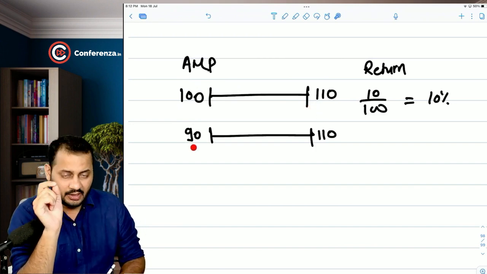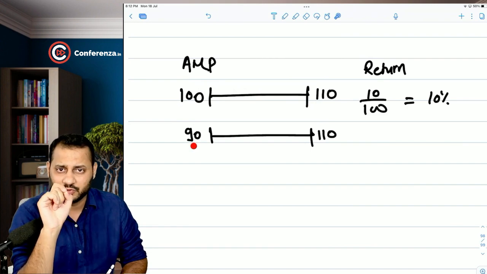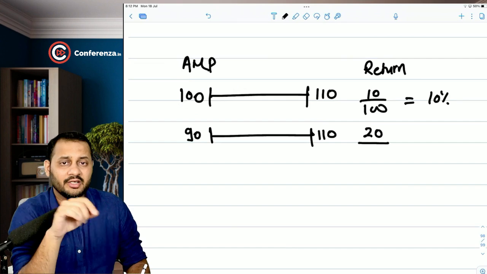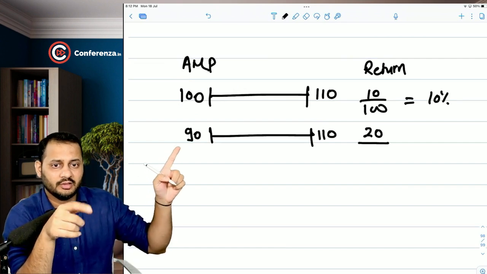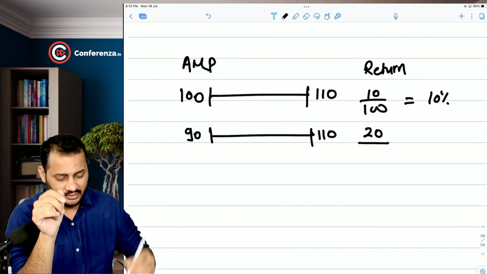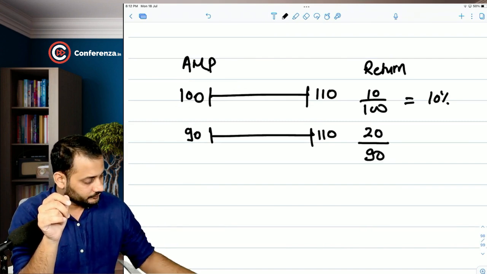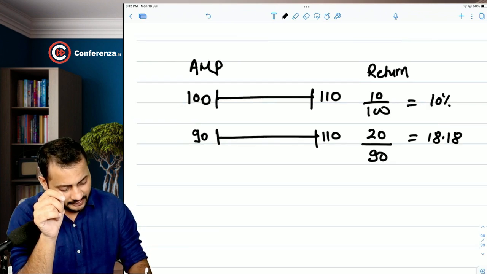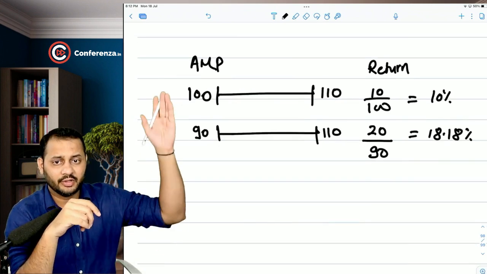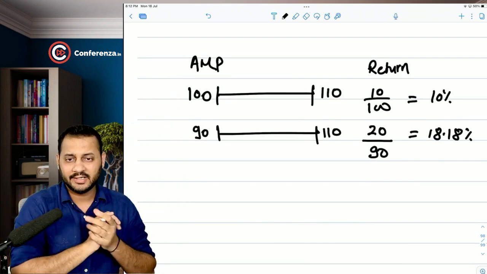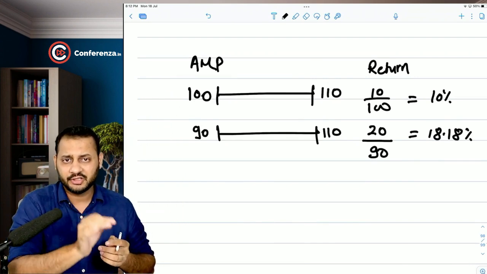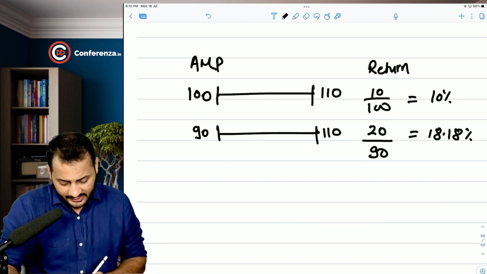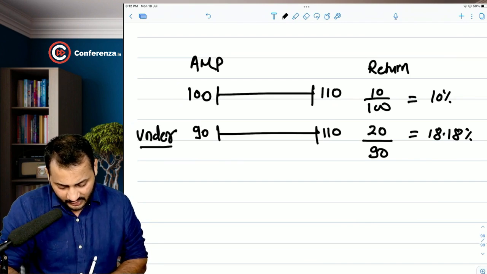Okay. But now if we keep the actual market price at 90, you will realize that the return has increased from 10 to 20, right? The difference of 90 and 110 divided by 90. So you can clearly see your return now is 18.18%. Now tell me one thing, looking at the actual market prices, in which case does the share seem to be undervalued? In this case, the share seems to be undervalued.